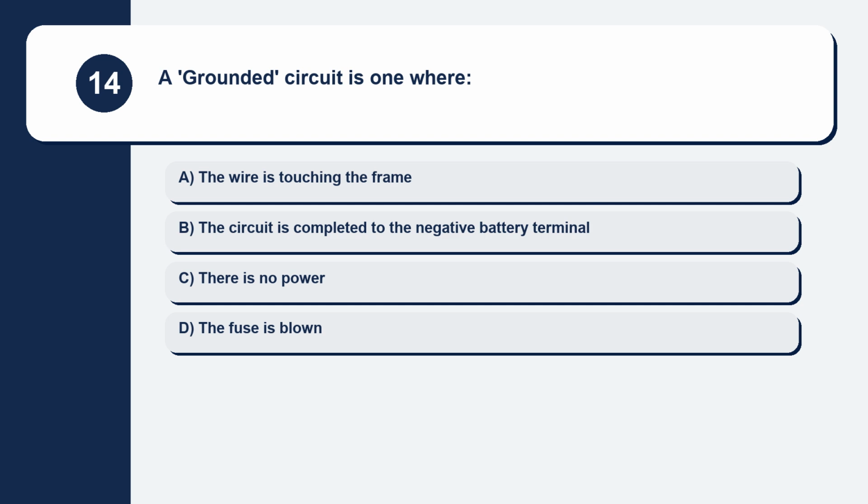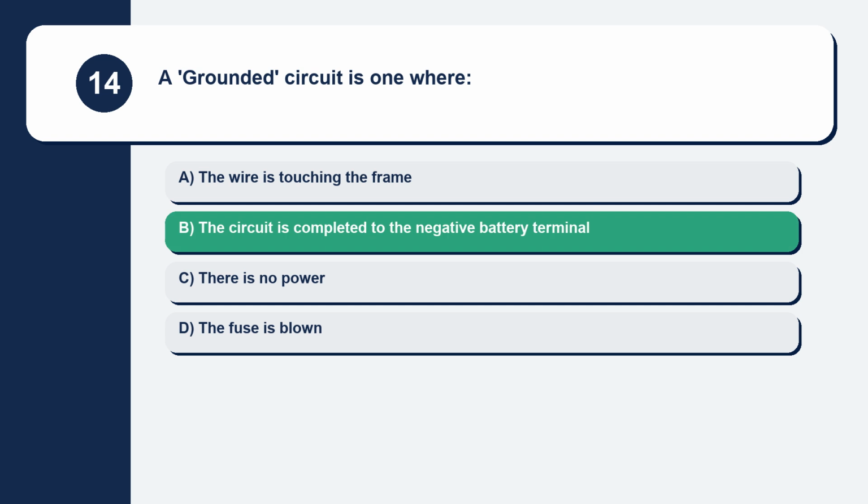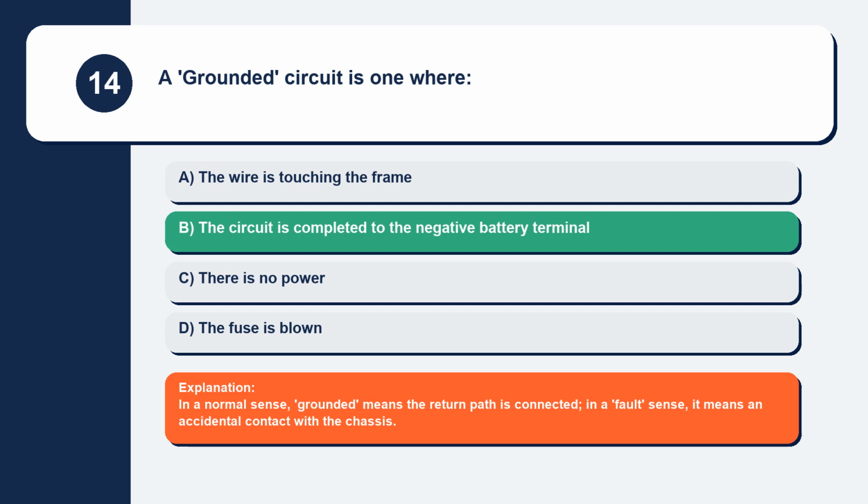Question 14. A grounded circuit is one where: the wire is touching the frame, the circuit is completed to the negative battery terminal, there is no power, the fuse is blown. In a normal sense, grounded means the return path is connected. In a fault sense, it means an accidental contact with the chassis.